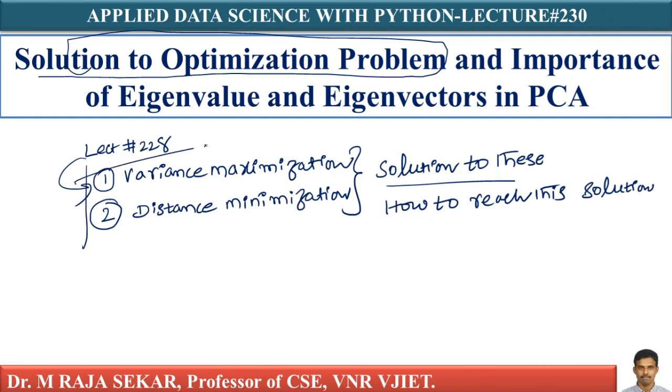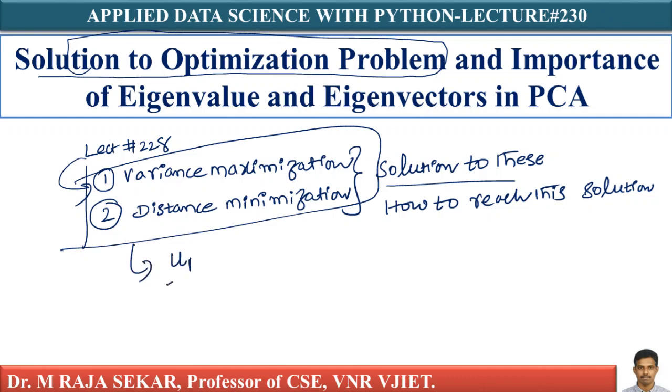What do you have to find in these two approaches? We have to find u1, isn't it? Just try to recall what you have to find, whether it is the variance maximization approach or the distance minimization approach. We have to find u1. In this lecture we will try to understand what u1 is, and how to arrive at it, what the methodology is, I will discuss in my future classes.